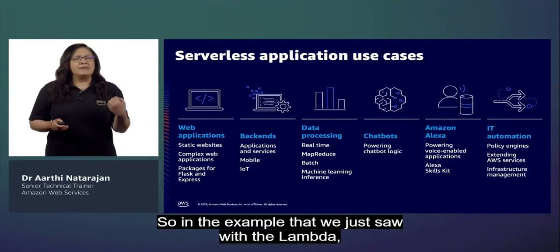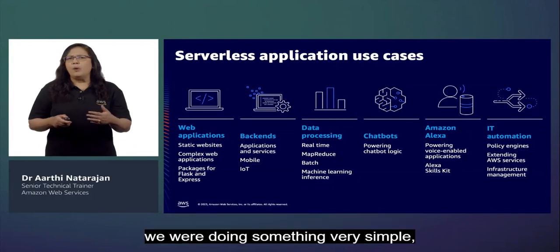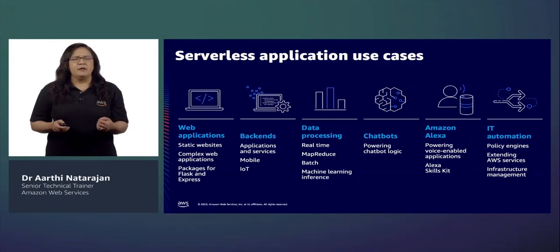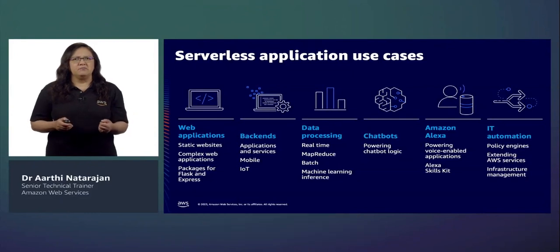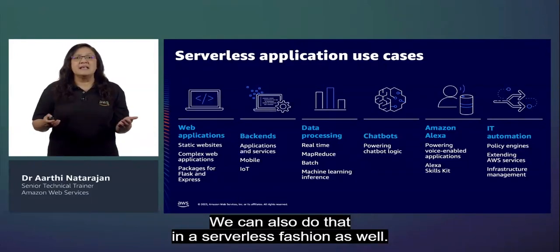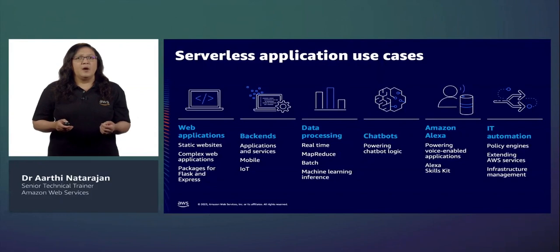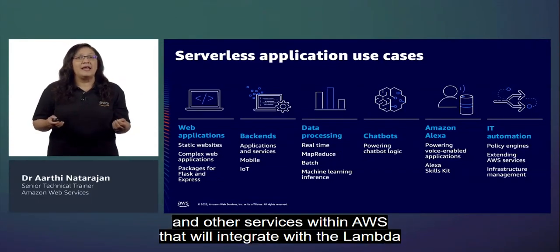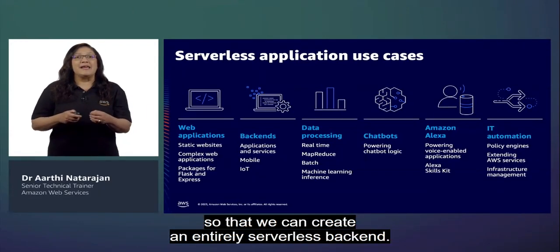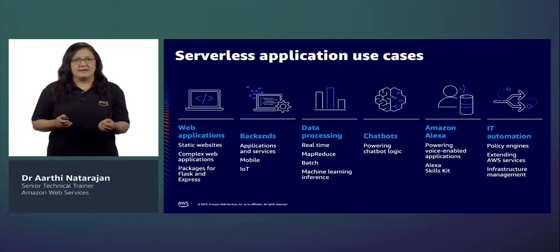So in the example that we just saw with the Lambda, we were doing something very simple. But what if we wanted to create an entire backend? We can also do that in a serverless fashion as well. We can have many different Lambda functions and other services within AWS that will integrate with the Lambda so that we can create an entirely serverless backend.